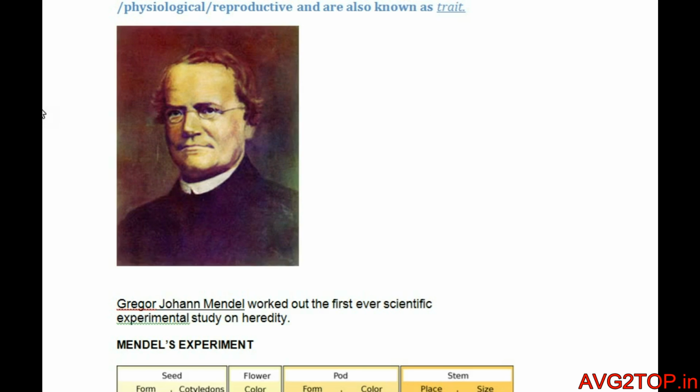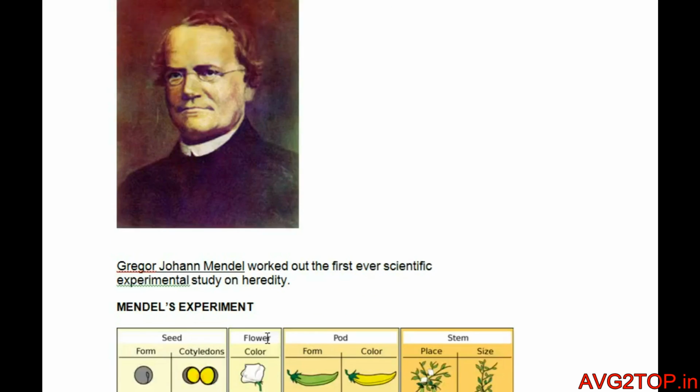Next we'll see about the father of genetics, Gregor Johann Mendel. He worked out the first ever scientific experimental study on heredity. He was an Austrian Augustinian monk. He observed variation in the characteristics of the pea plants in his garden. Seeing the variation, he was curious to know what would happen if two pea plants with different characters were crossed.